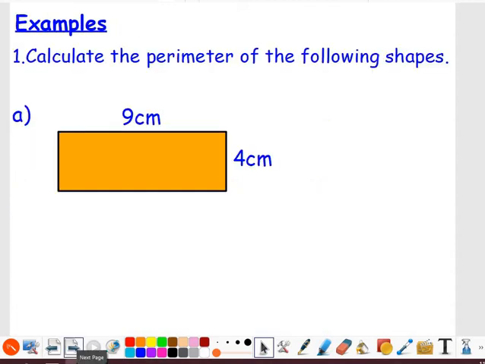Okay, moving on to some examples then. So again, in your big books, if you can put a side heading, examples. Question 1, calculate the perimeter of the following shapes.